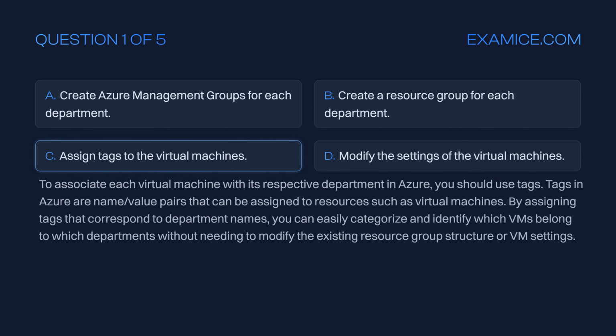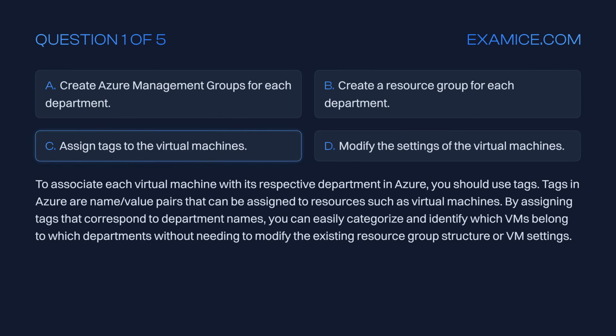The answer is option C. To associate each virtual machine with its respective department in Azure, you should use tags. Tags in Azure are name-value pairs that can be assigned to resources such as virtual machines. By assigning tags that correspond to department names, you can easily categorize and identify which VMs belong to which departments without needing to modify the existing resource group structure or VM settings.